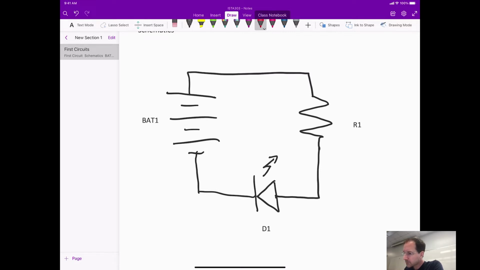And so, particularly for the battery, this is the positive side of the battery, this is the negative side of the battery. This is the negative side of the diode, this is the positive side of the diode. And then over here, our resistor is not polarized. That means it doesn't have a positive or a negative, so not polarized.